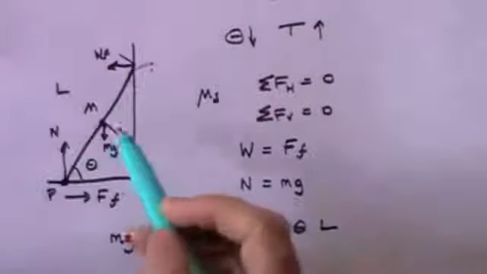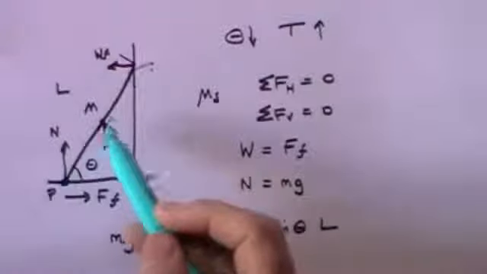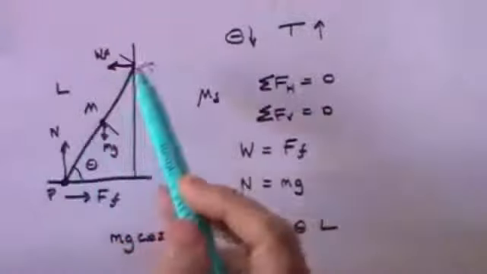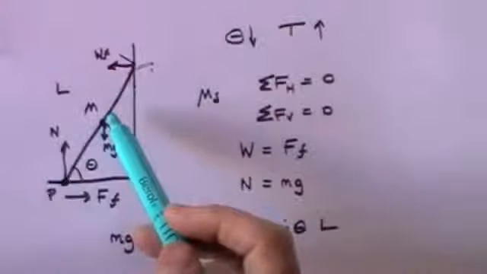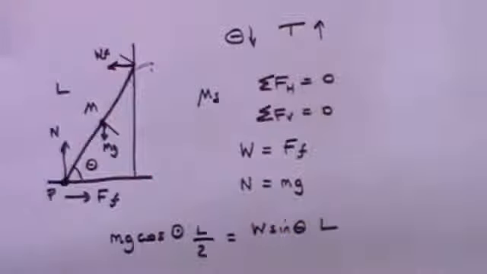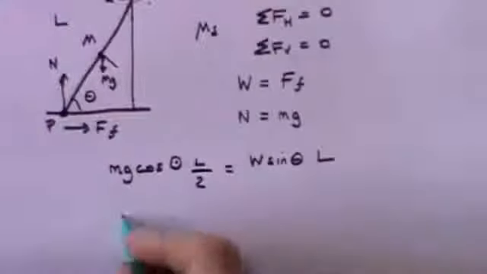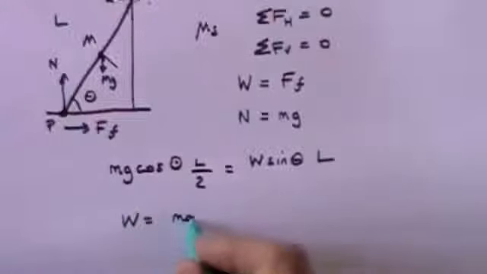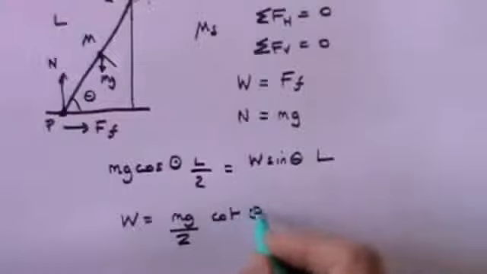Just to point out that, of course, there will be another component of mg acting in the direction of the ladder, and there'll be a component of W acting in the direction of the ladder. That has no effect whatsoever. It's only the perpendicular forces that have any effect. And if you reduce this formula here, you will get that W is equal to mg over 2 times the cotangent of the angle theta.